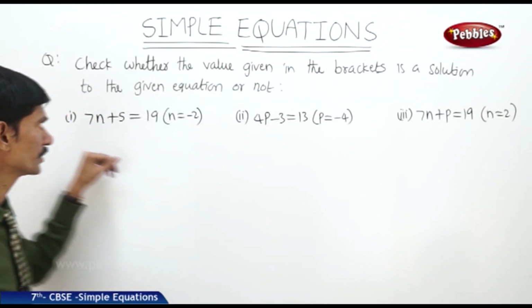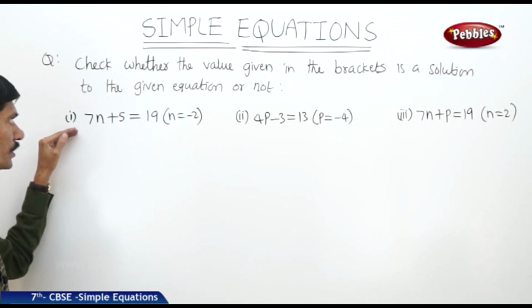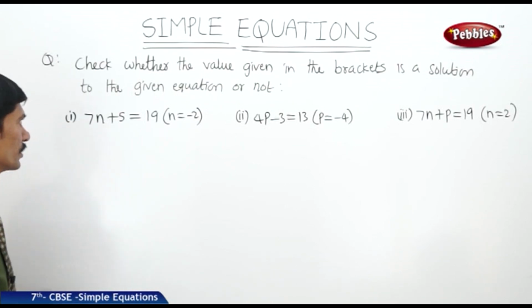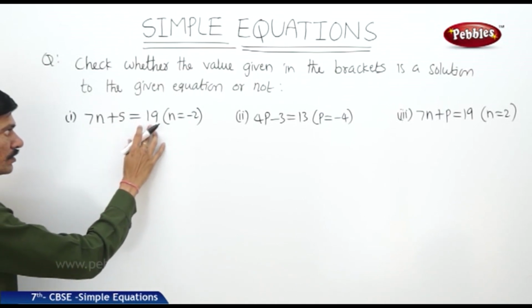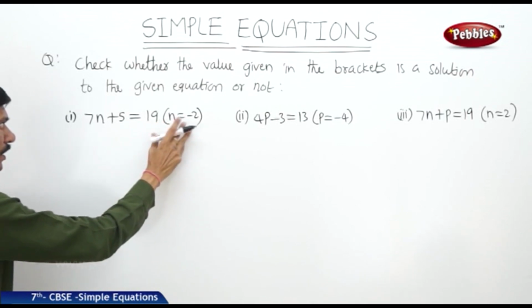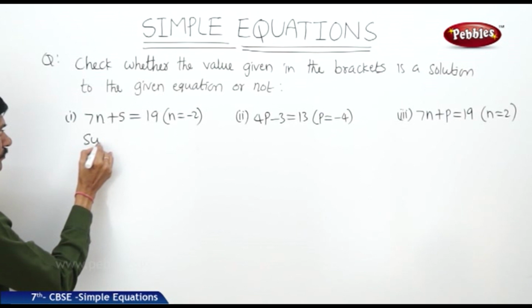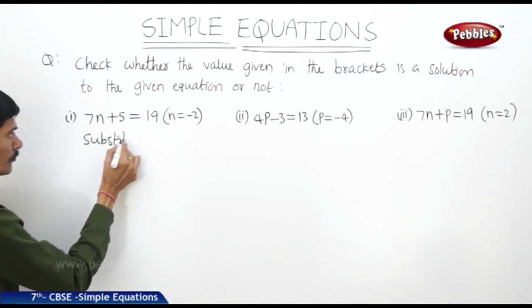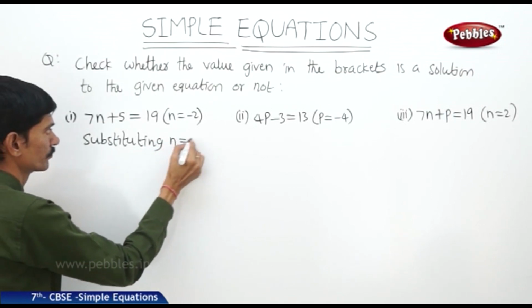Now let us see the next question. Check whether the value given in the brackets is a solution to the equation or not. Now the first equation is 7n plus 5 equals 19 for n equals minus 2. Now let us substitute n value minus 2 in the given equation, substituting n equals minus 2.